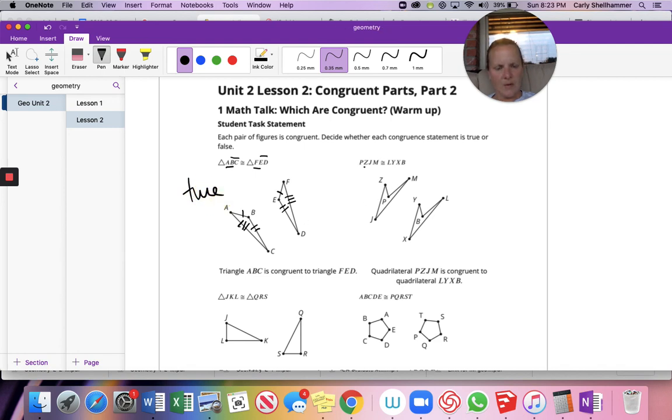True. Now, quadrilateral PZJM is congruent to L, nope. If I look, P is labeled first, which is right here, so B should be labeled first, okay? And B is not labeled first. So they have to be in the correct order, because remember we talked about corresponding parts of congruent triangles, or in this case quadrilaterals, are congruent. Z is second, so we go P up to Z, which is the short side. It would have to be B to Y.